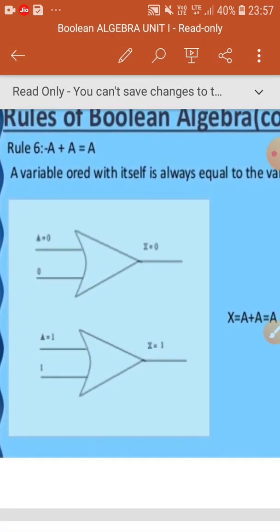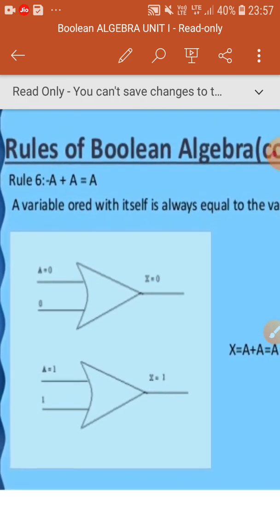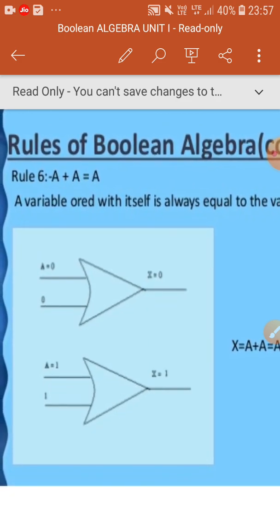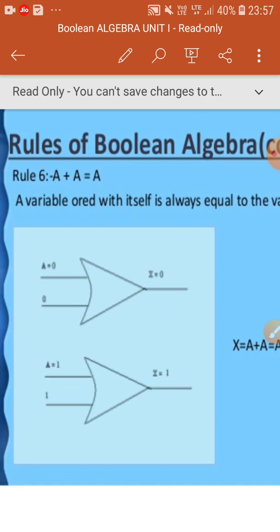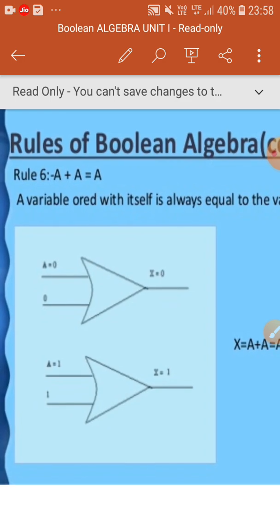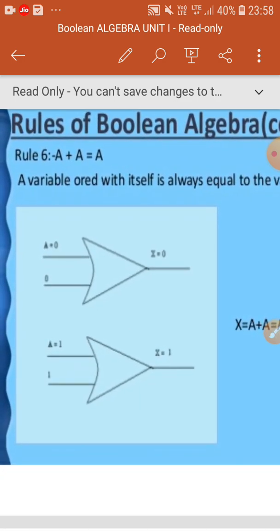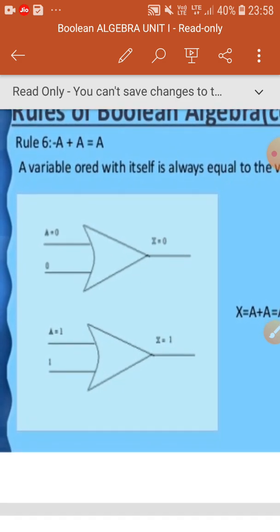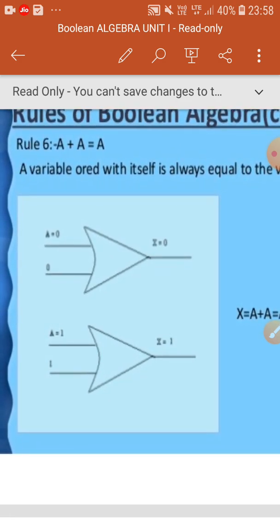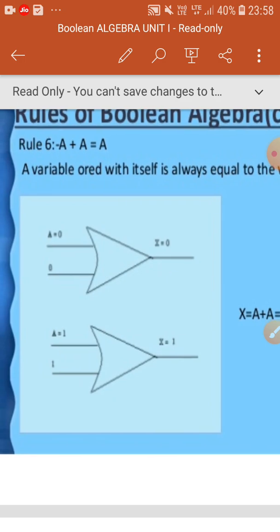Next, A plus A. A plus A is equal to A, which means 0 plus 0 is equal to 0, and 1 plus 1 is equal to 1. In this also we have a single variable. So A can be either 0 or 1. First I am applying 0 to the input A. So the first value is 0, the second value is also 0. So we will get 0 at the output. Next I am applying 1. The first input is 1, the second input is also 1. So 1 OR 1 gives 1.